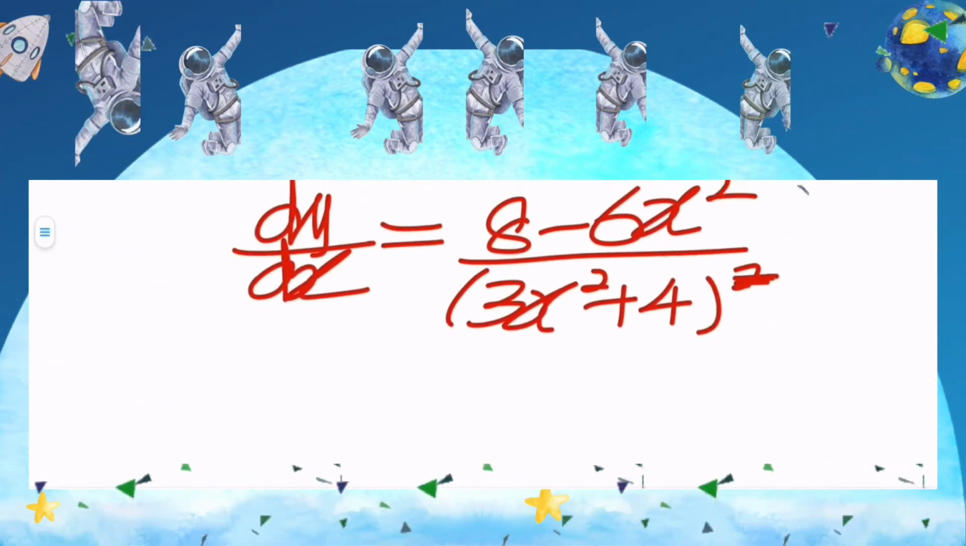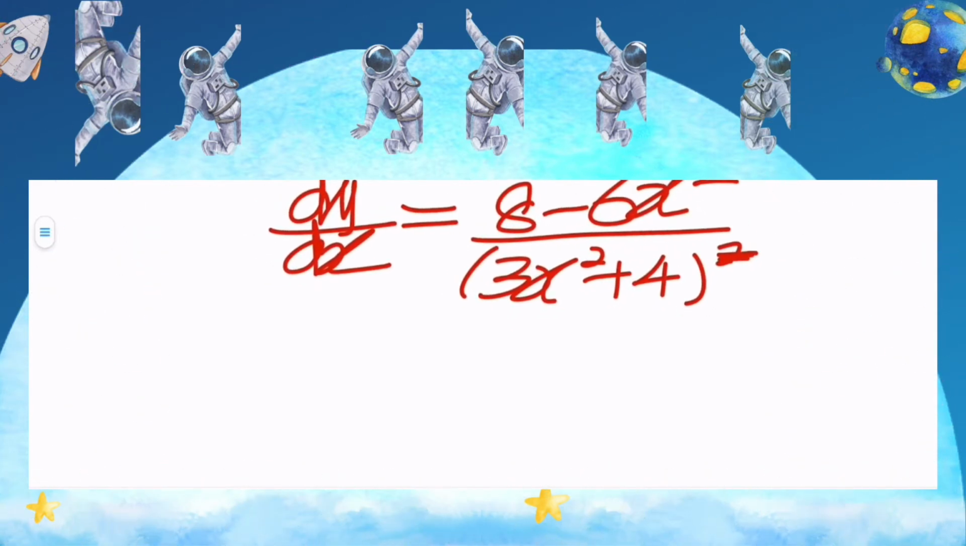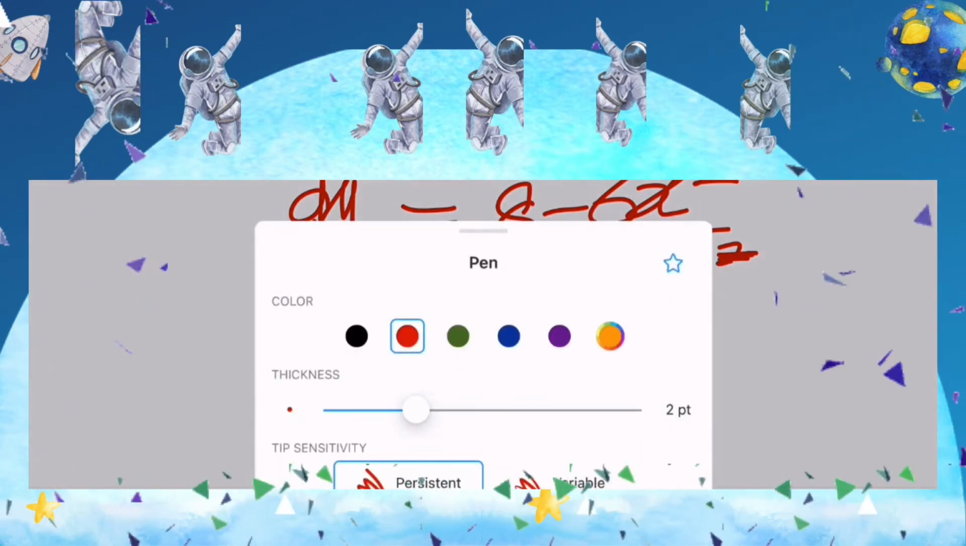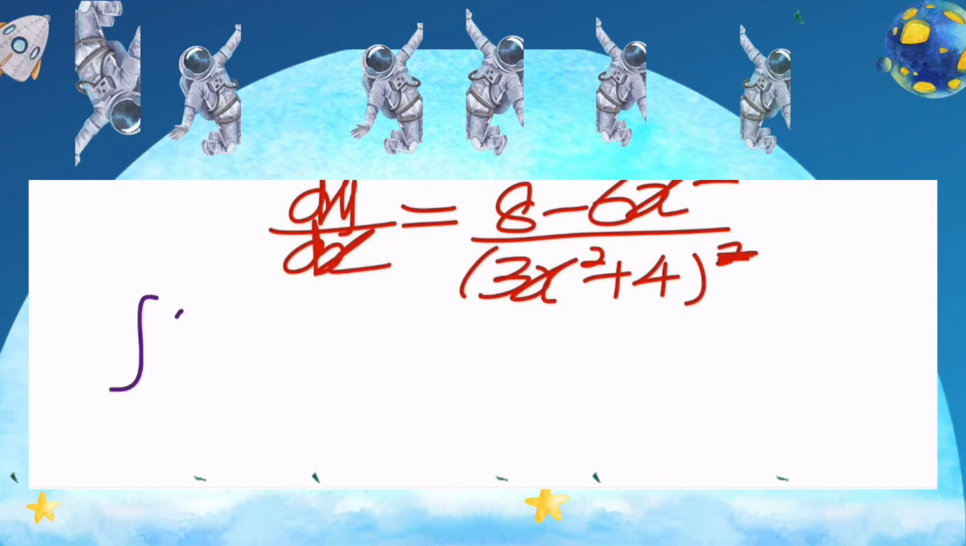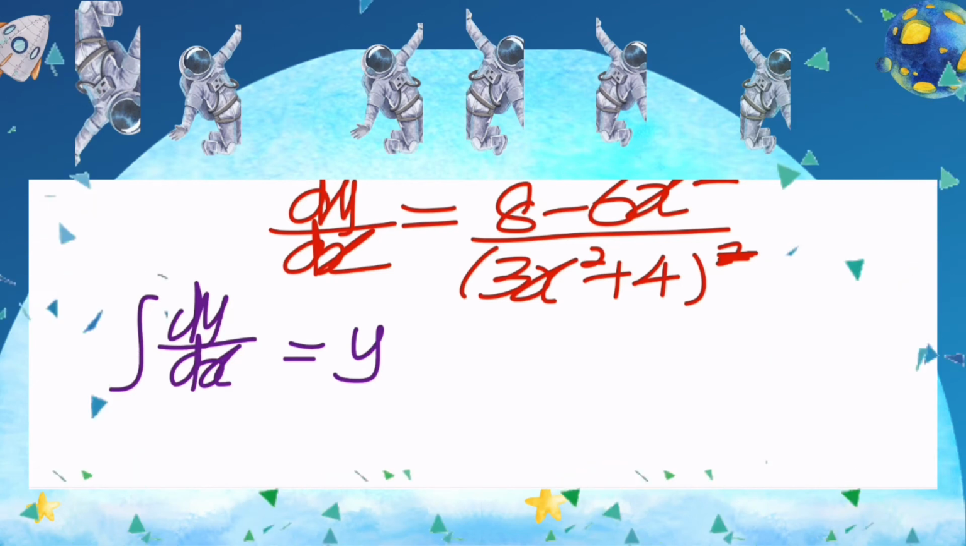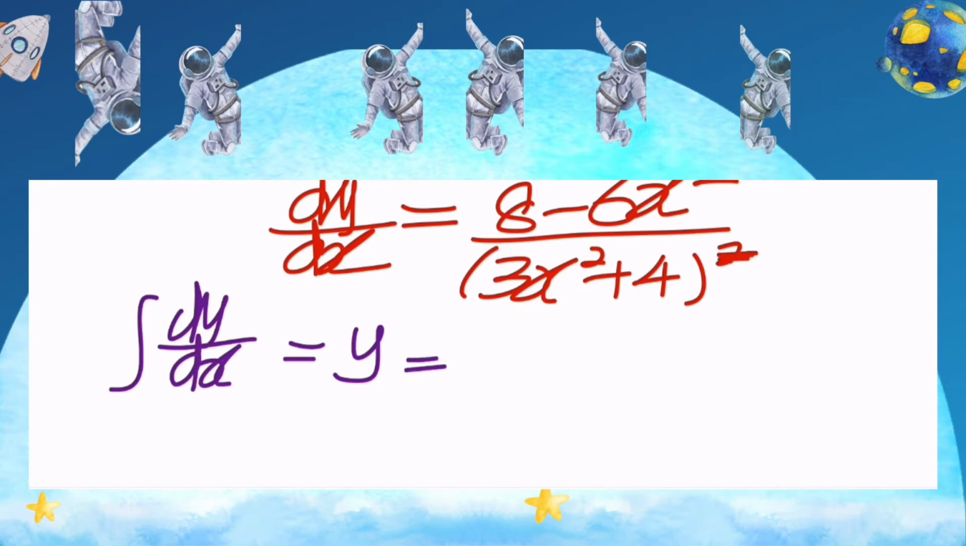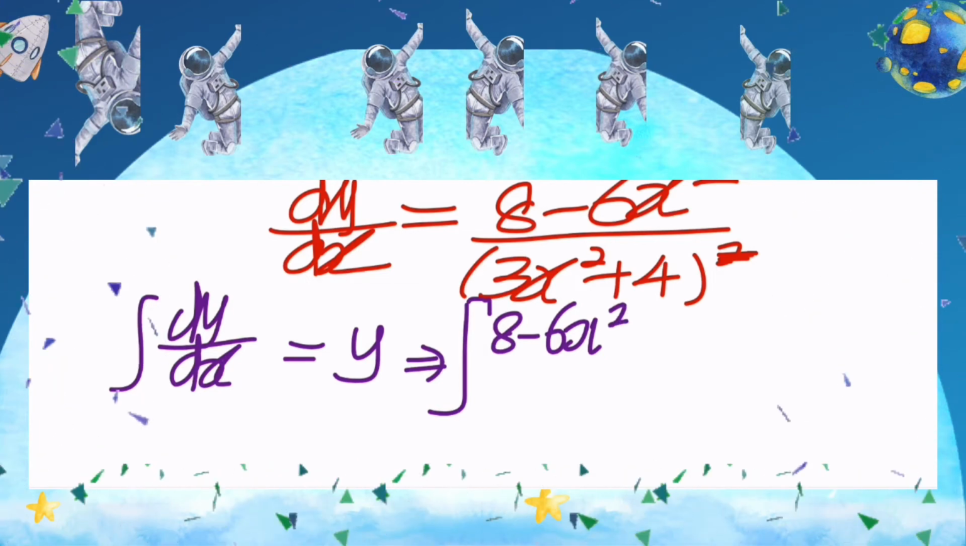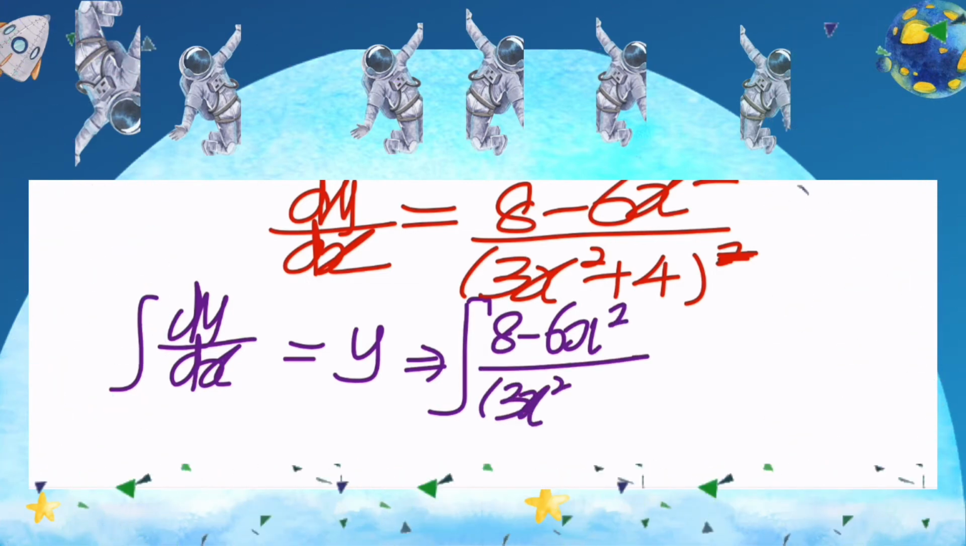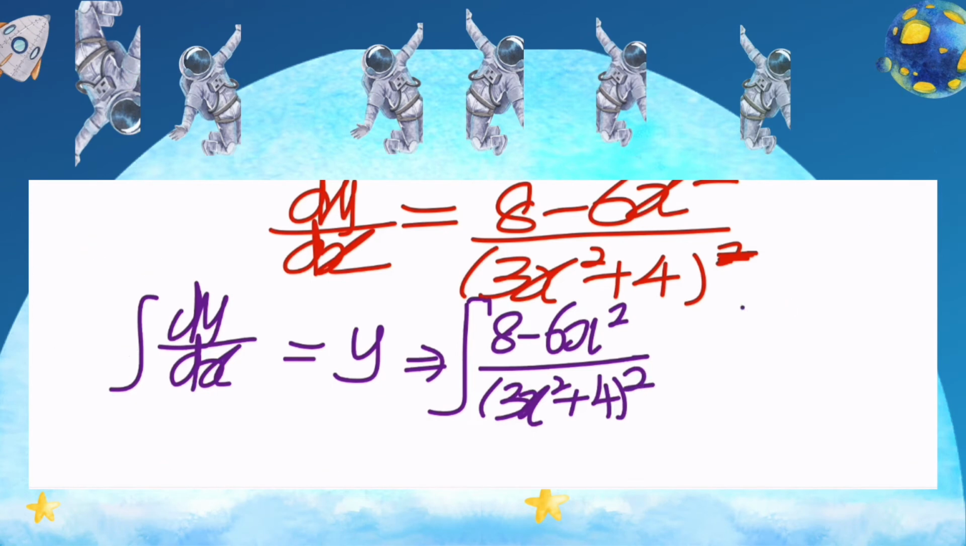So when we integrate the dy dx, we will get y, right? Let's say I'm going to integrate my dy dx, which is 8 minus 6x squared over 3x squared plus 4 squared. I will get my y, which is given in the question just now. So let me show you. Integrate 8 minus 6x squared over 3x squared plus 4 squared dx.